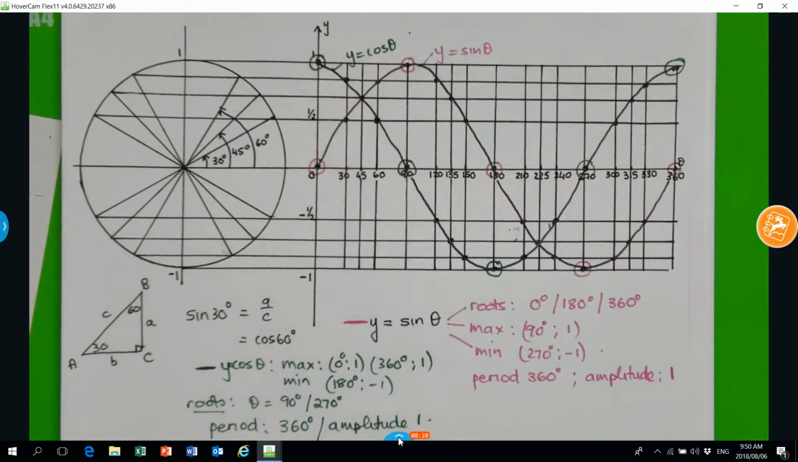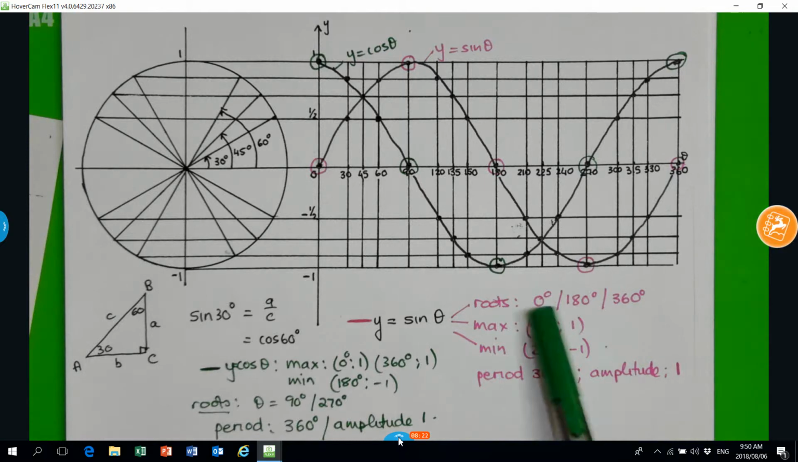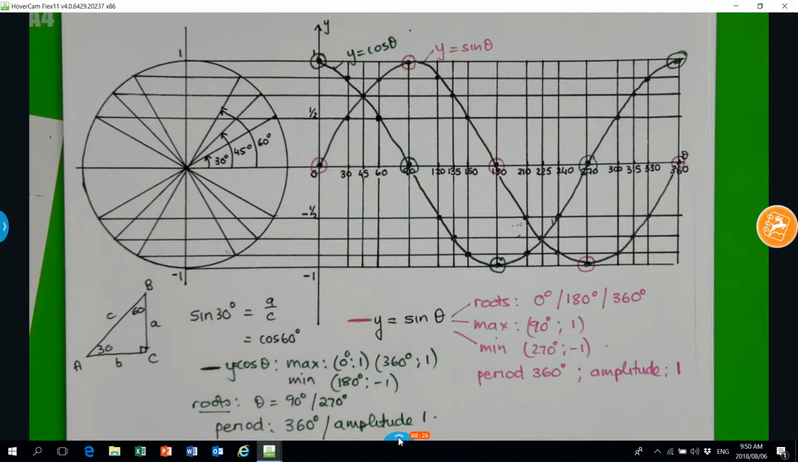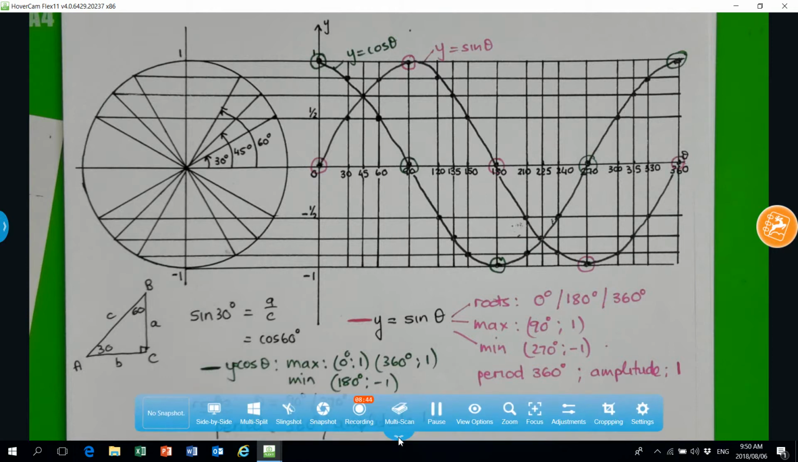Okay. Now, the moment you know those roots, you know these critical points that lie on the curve, what we're going to do now in grade 11 is we're going to transform these curves by looking at various translations, horizontal, vertical, as well as a horizontal stretch or a vertical stretch. So make sure that you keep this in mind.